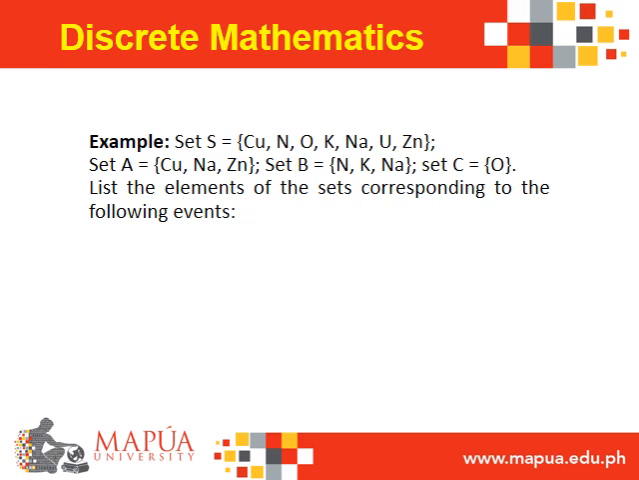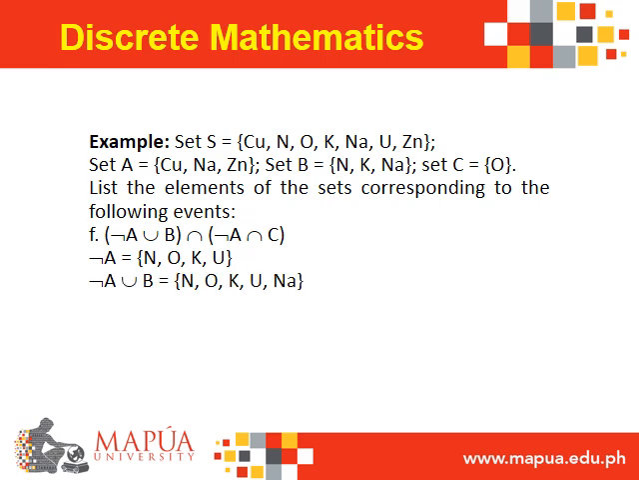In evaluating then letter F, we start off with complement of A containing nitrogen, oxygen, potassium, and uranium, and complement of A union B having nitrogen, oxygen, potassium, uranium, and sodium, and complement of A intersection with C being oxygen. Thus, the complement of both events would simply be oxygen.